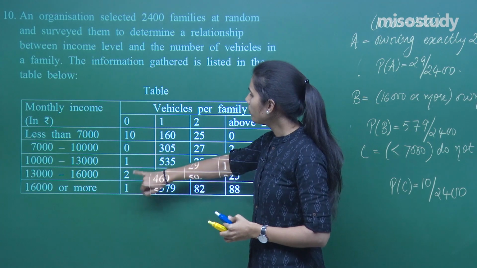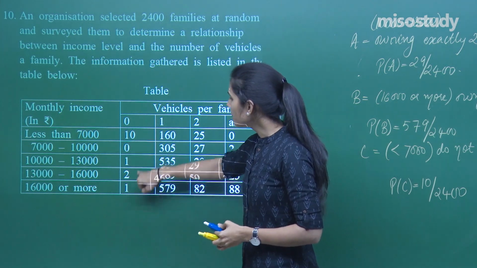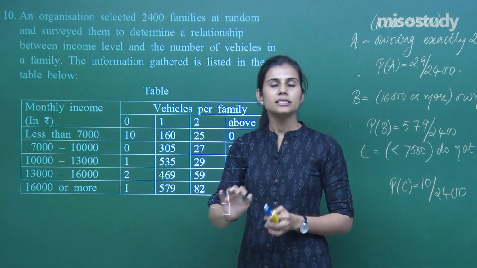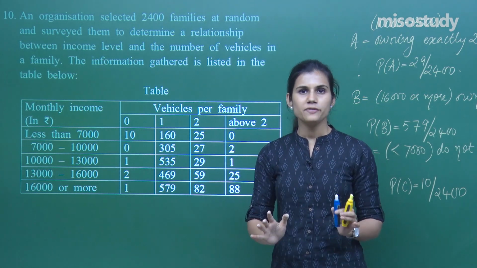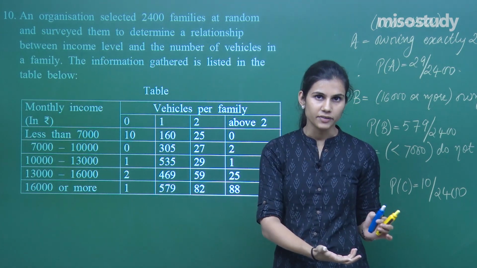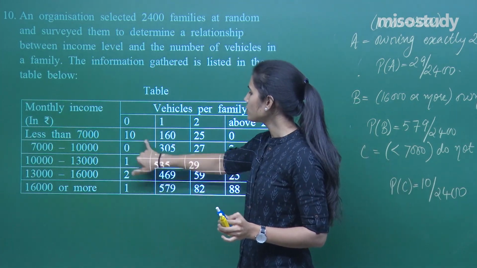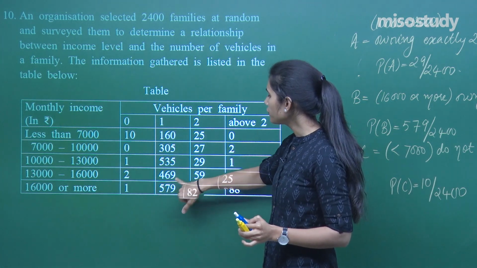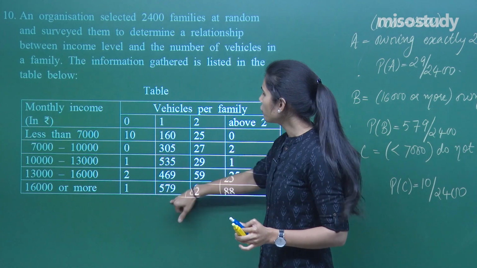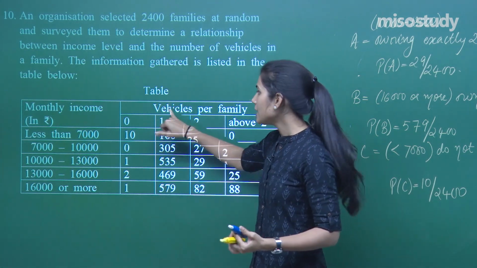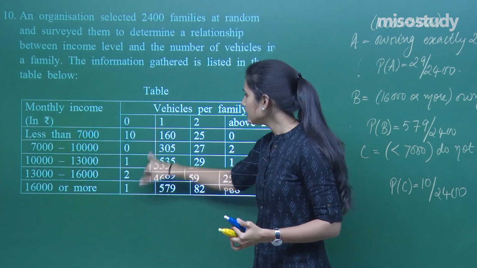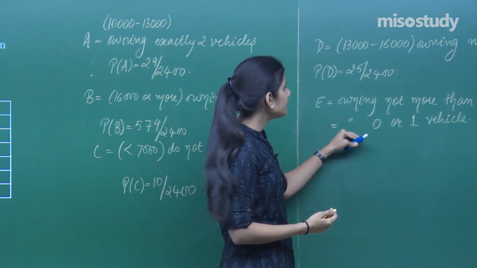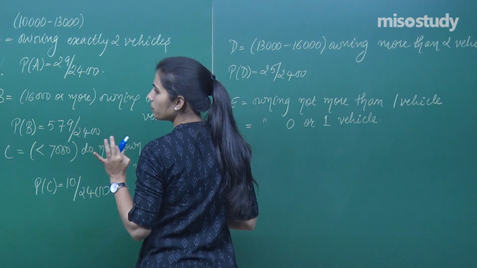So, if I go back to the data, 10 plus 0 plus 1 plus 2 plus 1, this is the number of families having no vehicle. I am not interested in the income range. The event is how many families are having either 0 vehicle or exactly 1 vehicle. So, 10 plus 0 plus 1 plus 2 plus 1, these are the number of families having no vehicle, and 1 plus 160 plus 305 plus 535 plus 469 plus 579, these are the number of families having 1 vehicle.